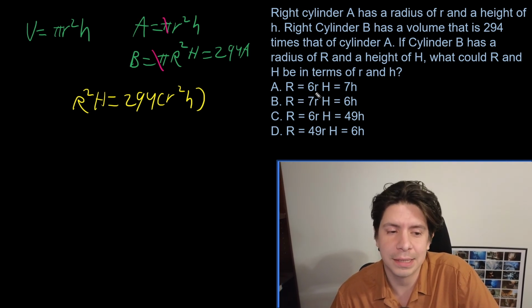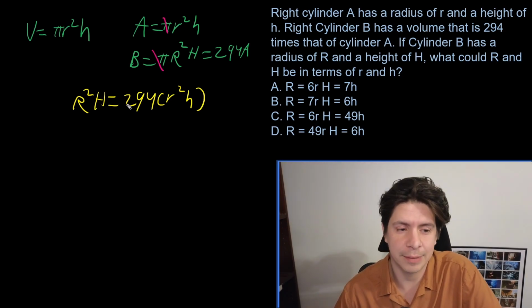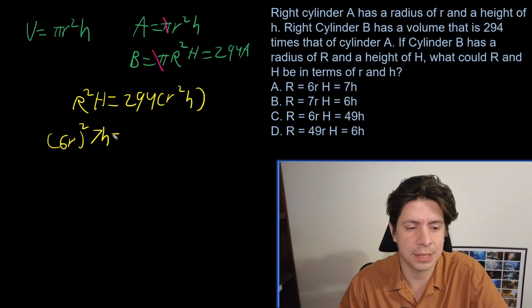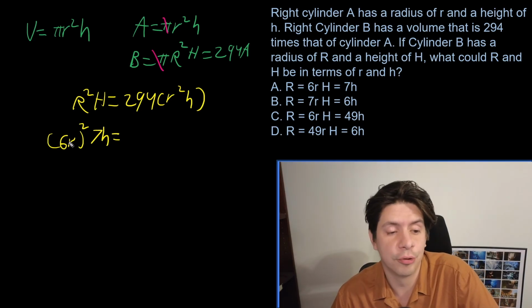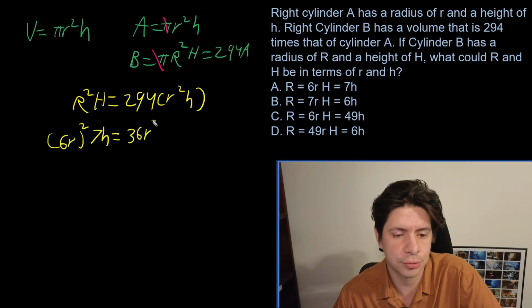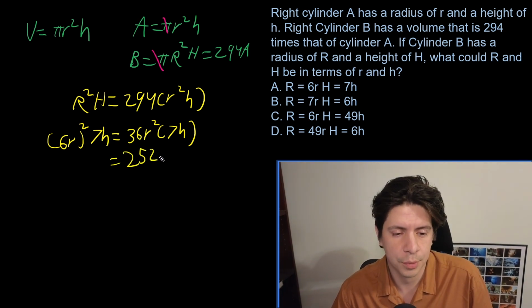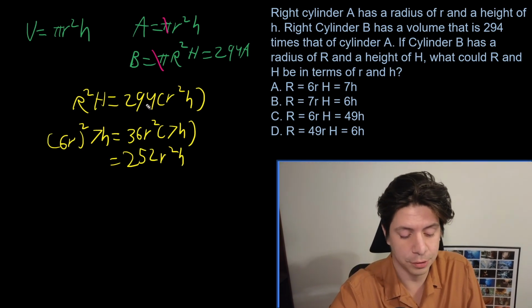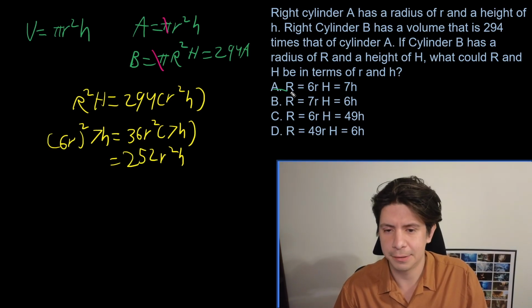So I'm going to plug in 6r here and then 7h, and we're going to see what happens. If we plug in 6r, we have 6r squared times 7h. 6 times 6 is 36, so it becomes 36r squared times 7h. Then 7 times 36 is 252 r squared h. But we're looking for 294. So that one didn't work how we wanted. So it's not going to be A.